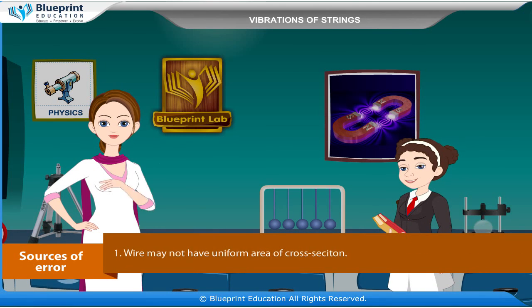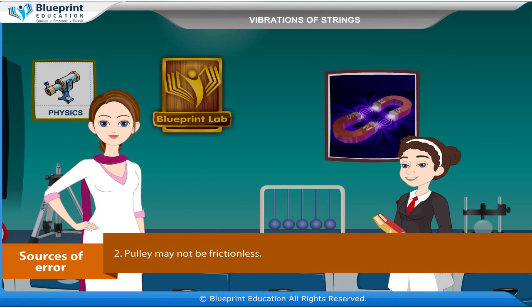Sources of error: wire may not have uniform area of cross section. Pulley may not be frictionless. Bridges may not be sharp. Weight used may not be standard.